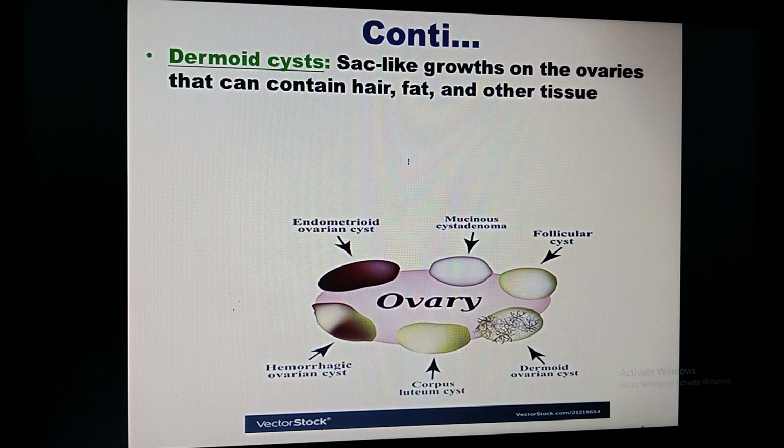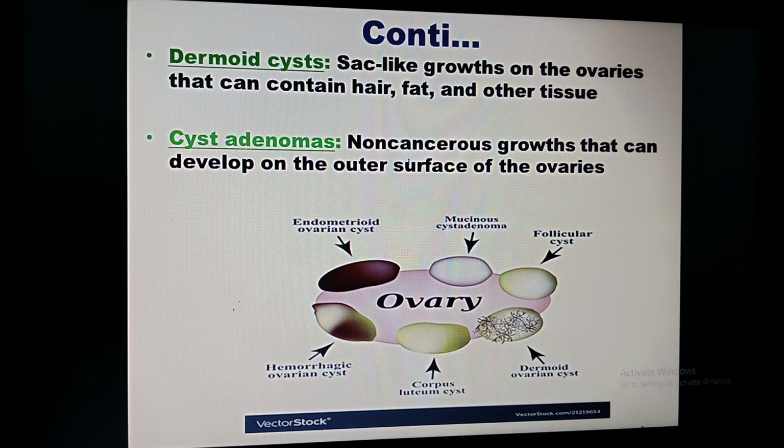The next one is a dermoid cyst. When do we call it a dermoid cyst? As I said, the name is given by how they form. See here, this is the one, dermoid cyst. You can see this cyst, how it is, like thorn and thistle-like structures are here. It is a sac-like growth on the ovaries that can contain hair, fat and other tissues. You can see here.